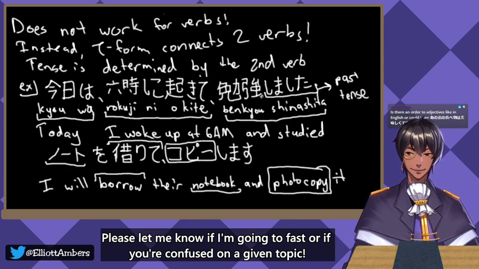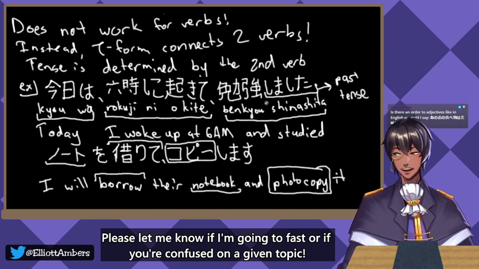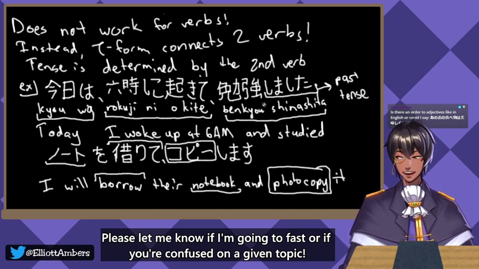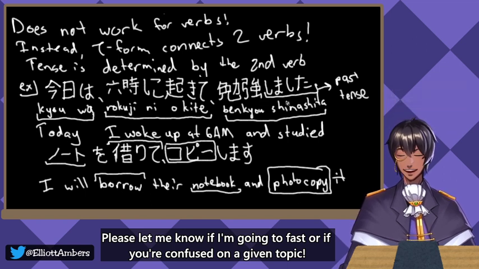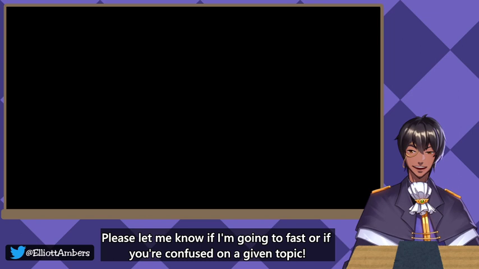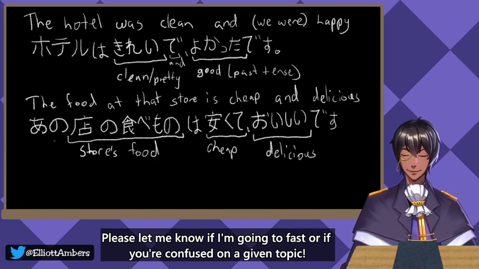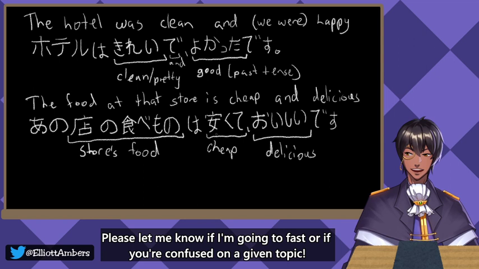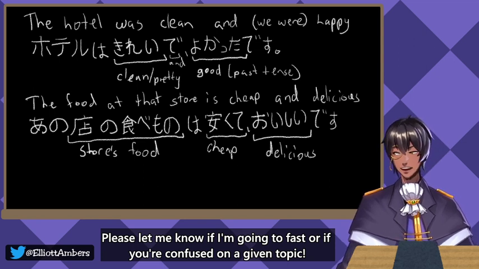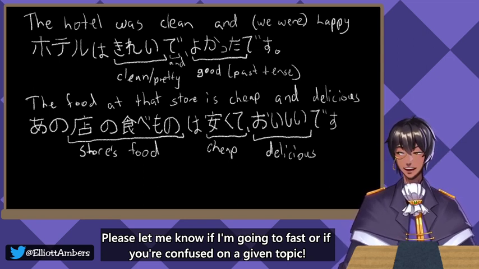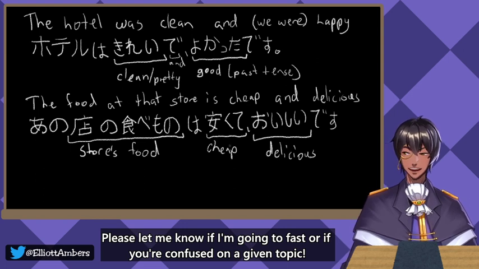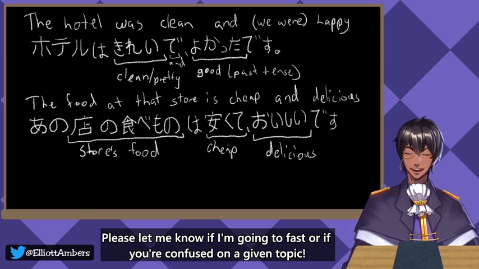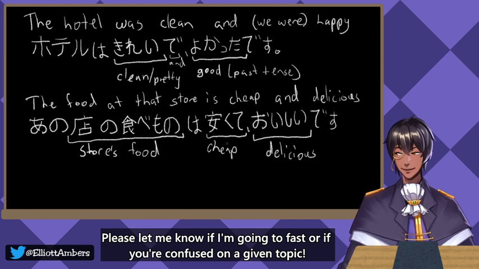Okite benkyou shimashita. Is there an order to adjectives like in English, or could I say tabemono wa oishikute? Yeah, no, there's no order. You could definitely reverse it. So if you wanted to say ano mise no tabemono wa oishikute, and then yasui desu, that would work too. That would also be correct. So you could say that it was delicious and cheap, or you could say it was cheap and delicious. Either way would work. That's a good question, though.